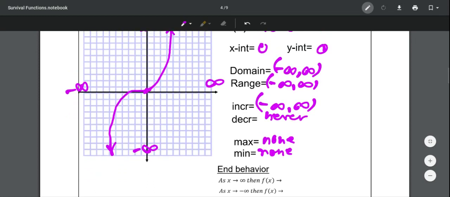The end behavior of this graph, as x goes to infinity, what does this graph do? What does the y value do? It goes to positive infinity. And as x goes to negative infinity, what does the y value do? Well, it goes to negative infinity. And so we do that.